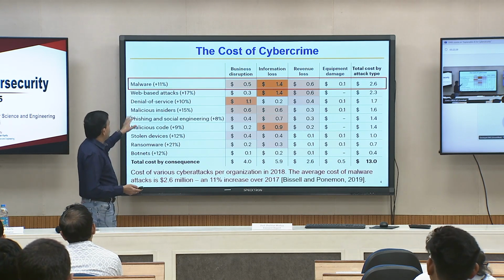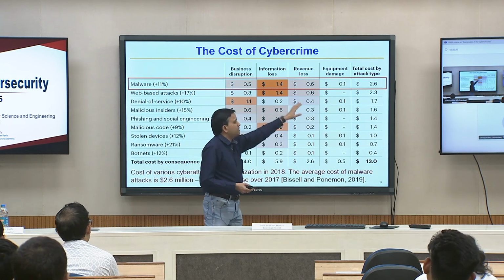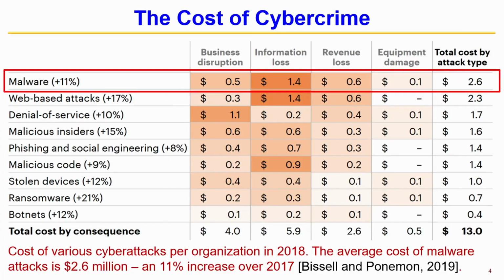Let us zoom into each of them. In the malware, if you look at it, its objective is different. And again, this is a summary worldwide. So, business average per company, how much they paid. So, business disruption, information loss, revenue loss, equipment damage and all that stuff. On average, 70% of the companies were affected by some form of malware where they have to make some payment in the vicinity of a million.